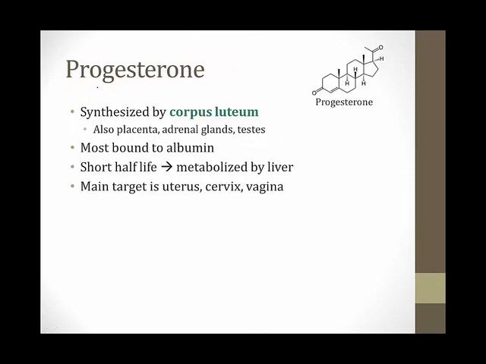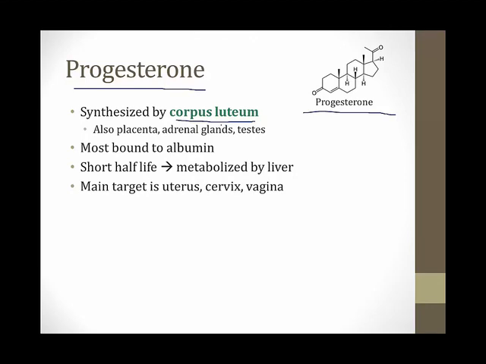Moving on, now let's talk about another female reproductive hormone, and that is progesterone. This is the structure of progesterone shown on the screen. You can see that, like estrogens, it is a steroid hormone synthesized from cholesterol. The main source of progesterone is the corpus luteum in the ovaries. This is a temporary endocrine structure that forms after ovulation in the ovaries and secretes progesterone.